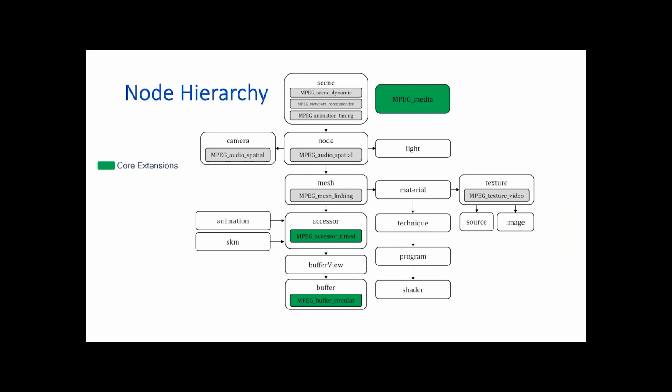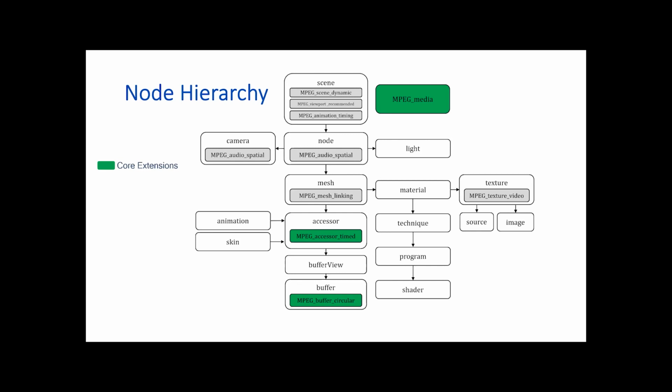So the first phase of this project concluded, I think, last year, something like that, and the extensions are already available also as vendor extensions under the glTF repository. So these are the MPEG extensions to add, as I said initially, support for timed media. So there are 3 core extensions, I think, that enable that. There is the MPEG media extension, which allows you to describe all types of media that are referenced or used in the scene description.